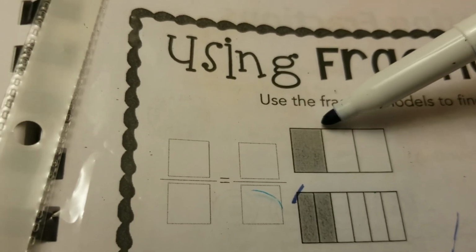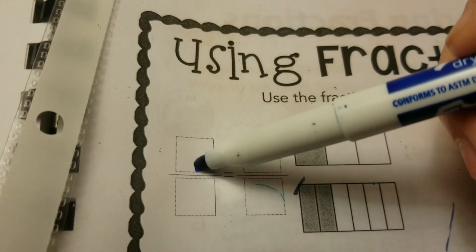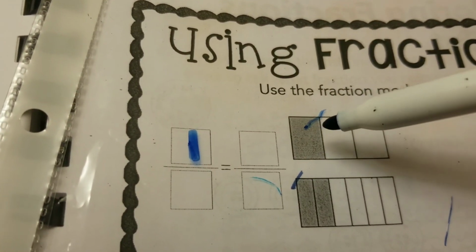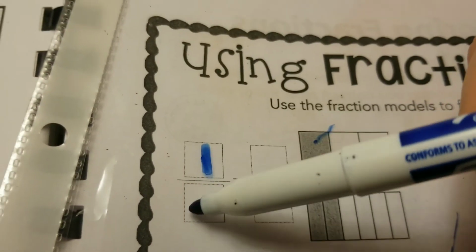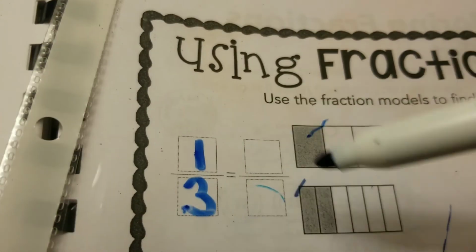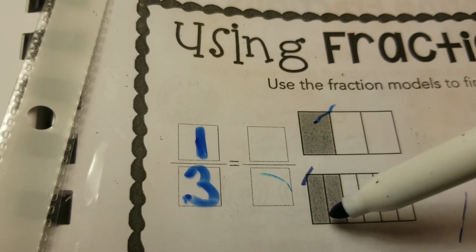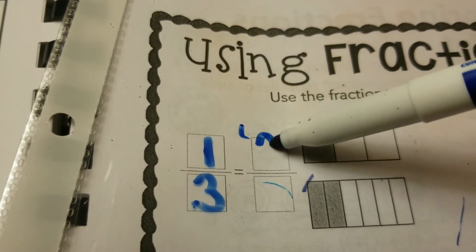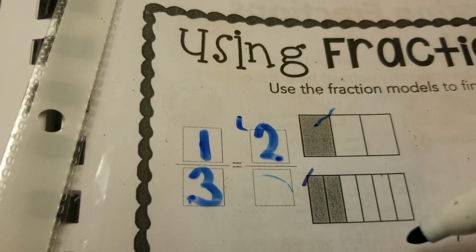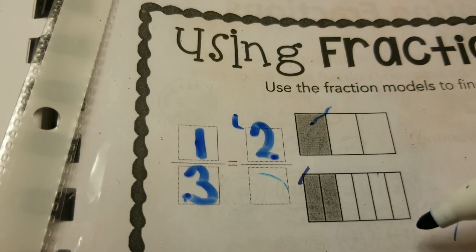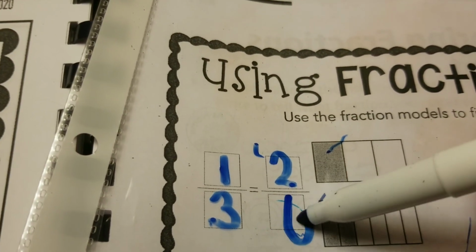So the first fraction that we have over here is 1 part that has been colored out of 3. And on the bottom, this fraction here, this fraction model, has 2 parts out of a total number of 6.